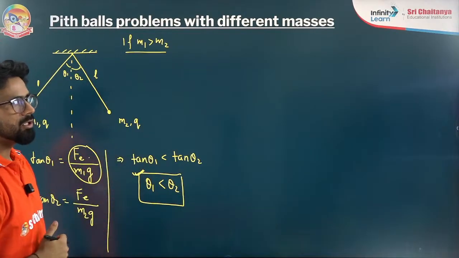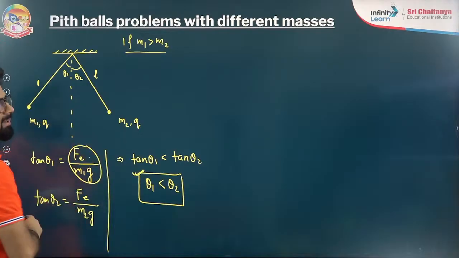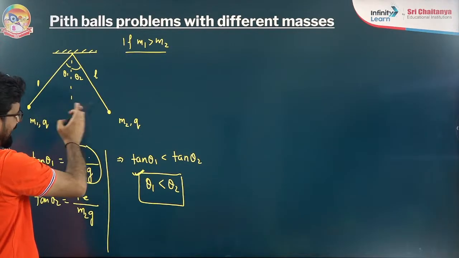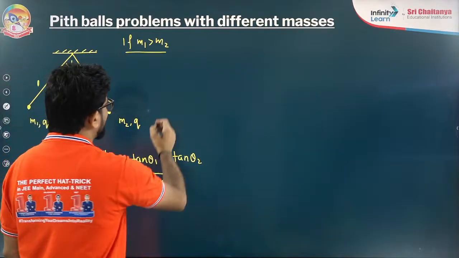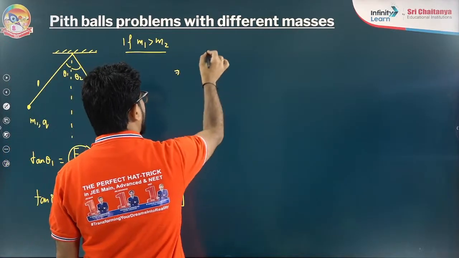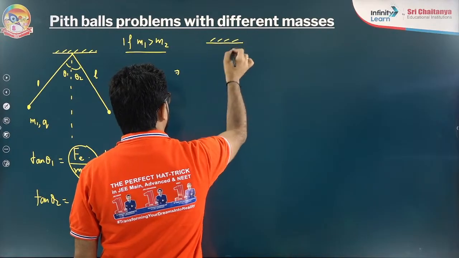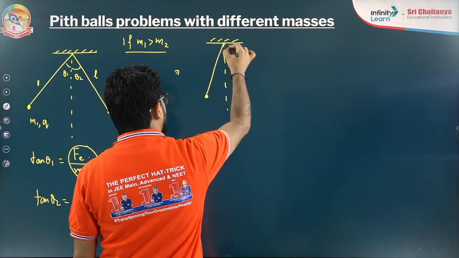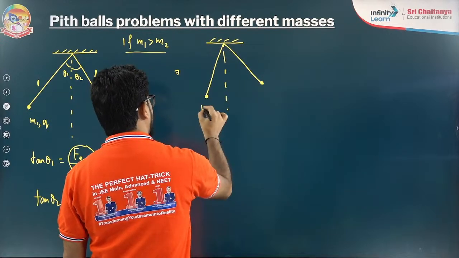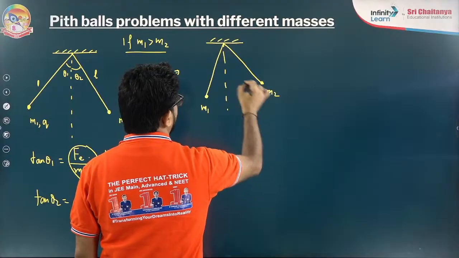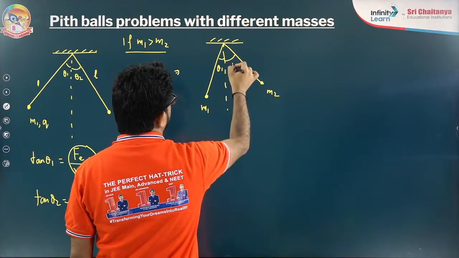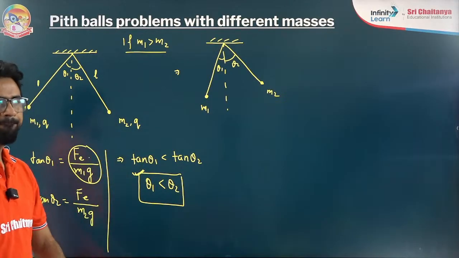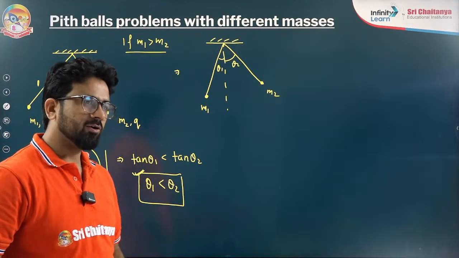And by common sense also you can tell, because this is a heavy ball, it will not rise more. The lighter ball will rise more. That means this picture will look something like this. This is the vertical. With the vertical, this is M1 and this would be M2. This is theta 1, this is theta 2. The picture would look like this. Clear? Yeah, very good, beta Sudhakar.